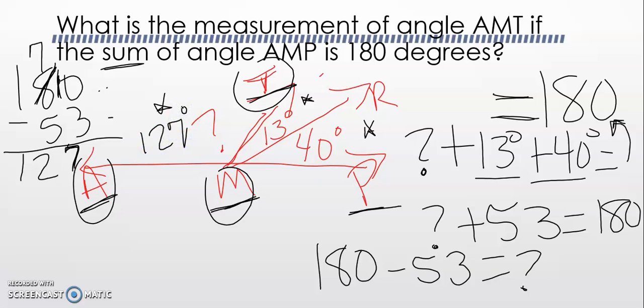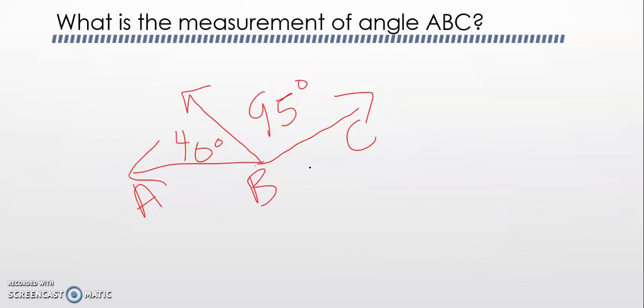And all you have to do to check your answer, add the numbers that you think you know now and make sure you get 180. Next question. What is the measurement of angle ABC? They're asking me about A, B, and C. I am outside of the picture, so that means I'm looking for the total. They give me 95 degrees and 40 degrees.